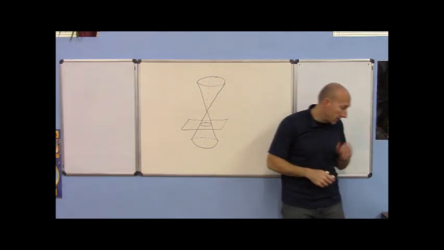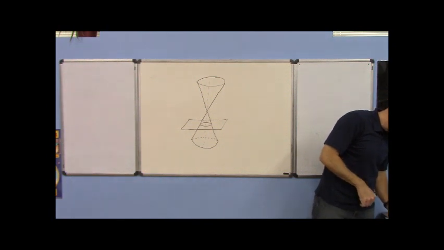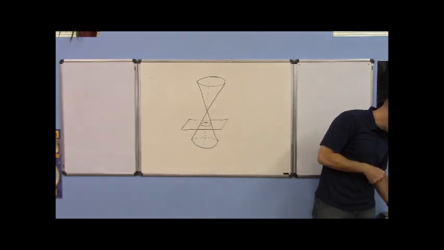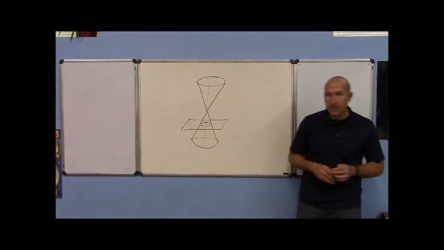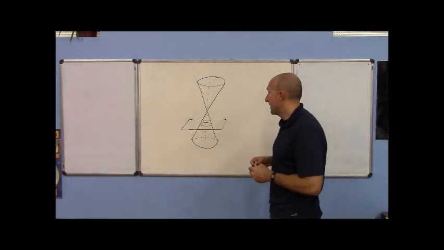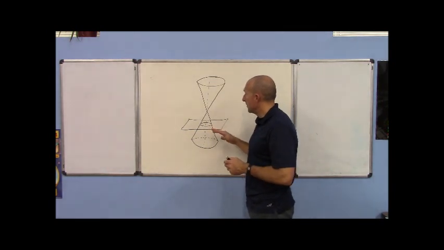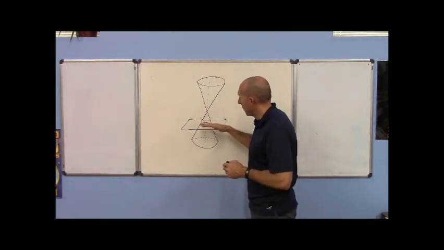Now, another way to consider this is the other definition, where it is a locus of points in a plane, a fixed distance from a fixed point in the plane. Okay, so it is a fixed distance from a fixed point in a plane.